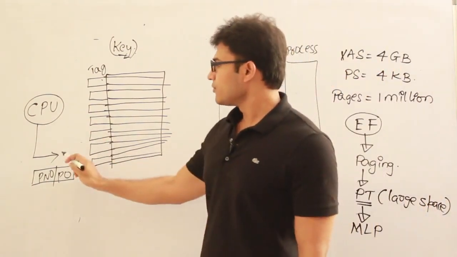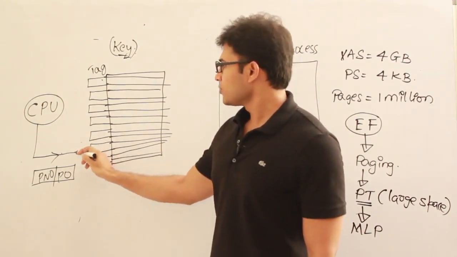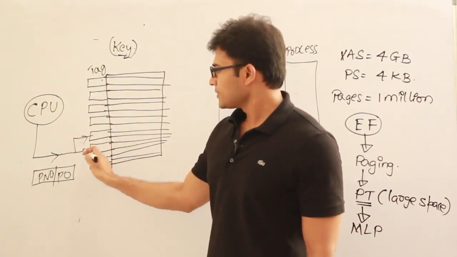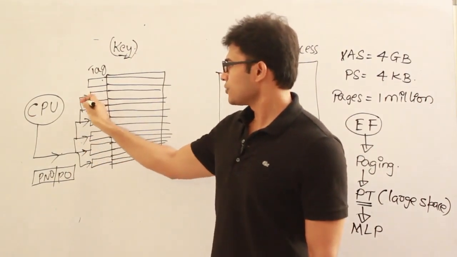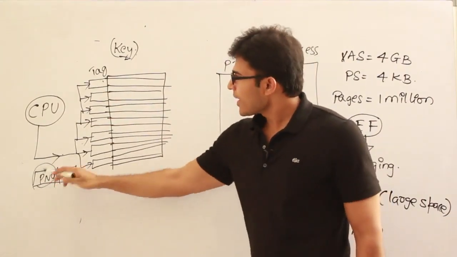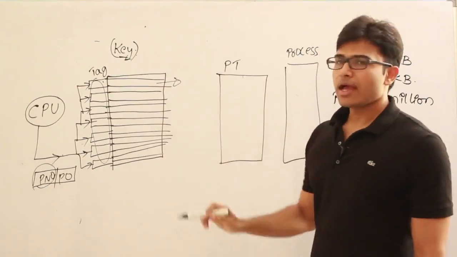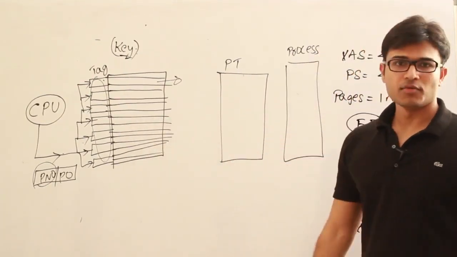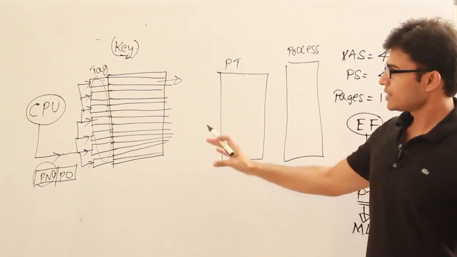But then the CPU, before going to the page table, will try to give this page number to all the tags present in the associative memory or TLB. Now if this page number matches any of these tags, it will immediately give the frame number, and you need not go to the page table which is present in main memory. Got it?